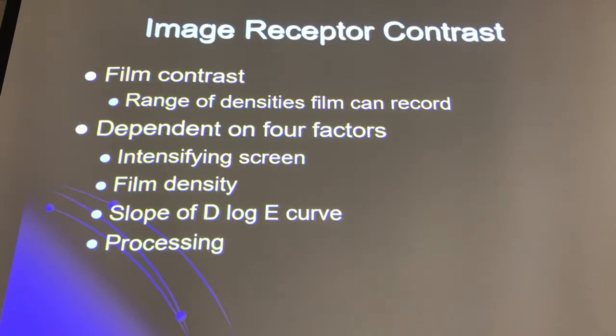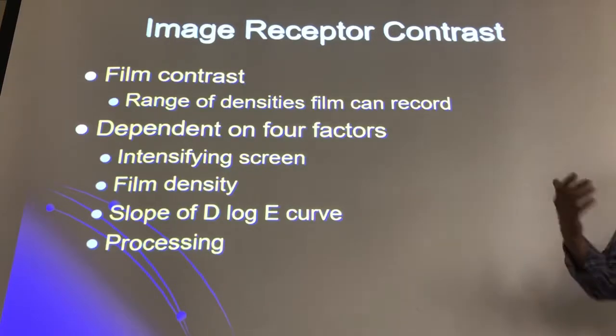It depends on four factors. It depends on the intensifying screen. Remember, how do we classify intensifying screens? Speed, right? RS, right? And what is the range? Which one is the slow and which one is fast? What's another name we give to the RS-100? R speed, okay. So those are the slow ones, right? What do we call them as slow?